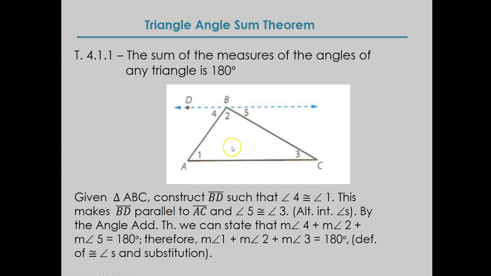And by using the angle addition theorem, we can state that angle 4, angle 2, and angle 5 are 180 degrees, because this now becomes a straight line, which equals 180 degrees. Therefore, because we stated that 4 was congruent to 1 and 5 to 3, we can use substitution to say that 1, 2, and 3 also equal 180. I'll be showing you the formal proof for that later on.